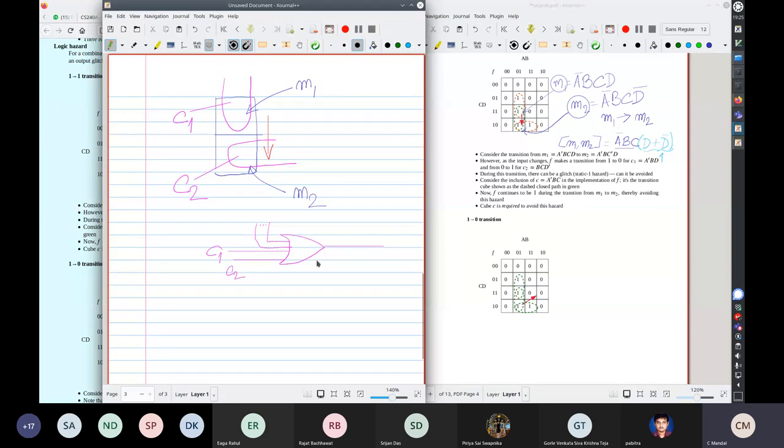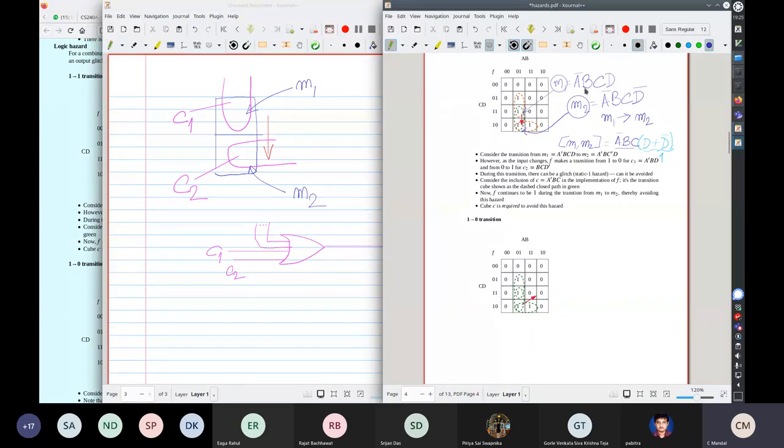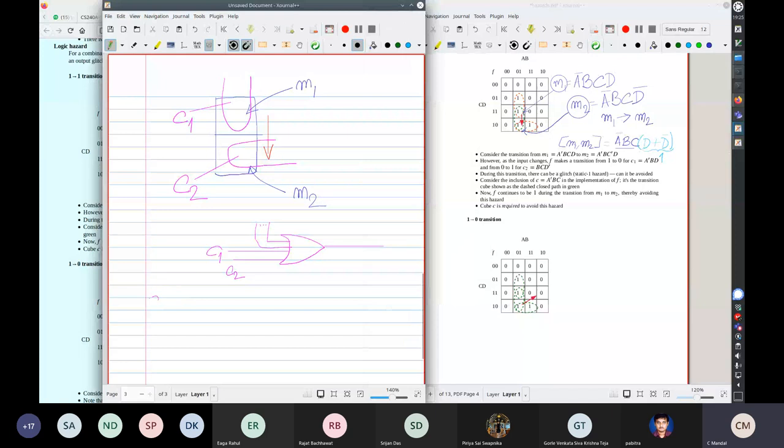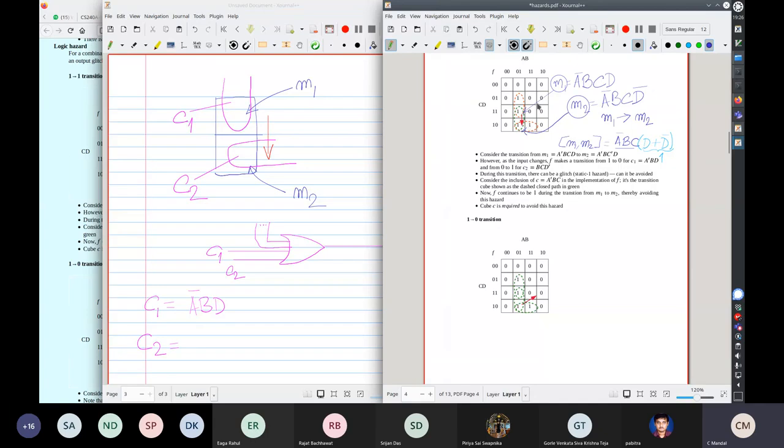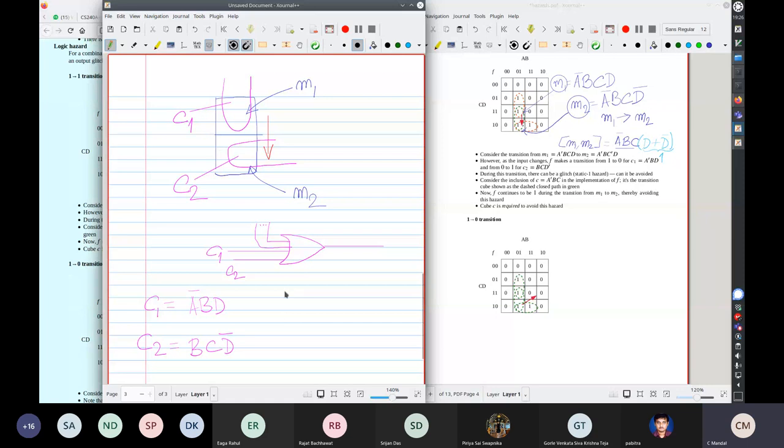You also have C2, all right? So in other words, this C1 is an AND gate of something. So in this case, what is C1 here? If you look at this Karnaugh map, C1 is A bar B D. And C2 is B C D bar. All right, this is C2.